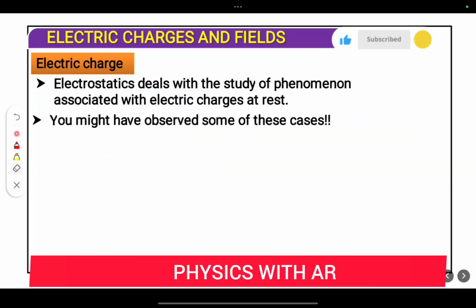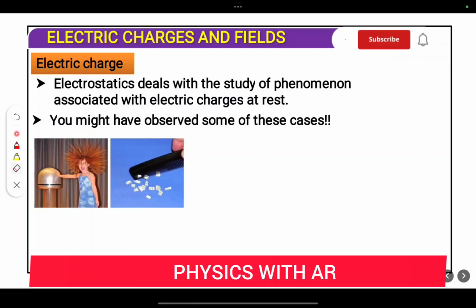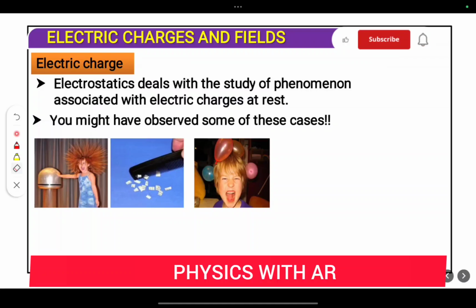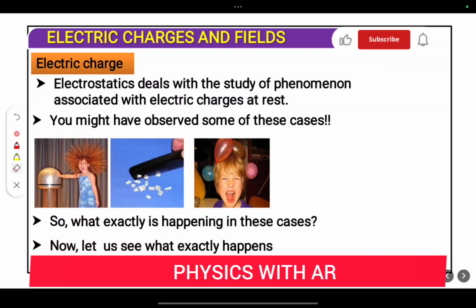You might have observed some of these cases in our day-to-day life. Whenever a comb is rubbed with hair, it can attract small pieces of paper, or balloons can attract. So what are these examples? What is happening in these cases? Now let us see what exactly happens here.